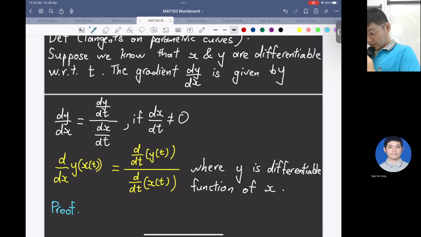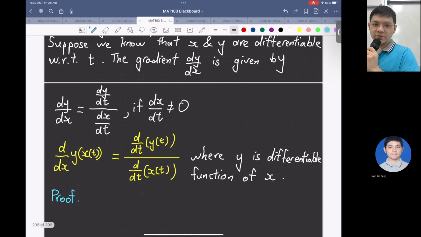So how should we prove this? You can see that y and x are in terms of t. We want to differentiate with respect to x, so there should be some chain rule involved here. So we should use the chain rule.